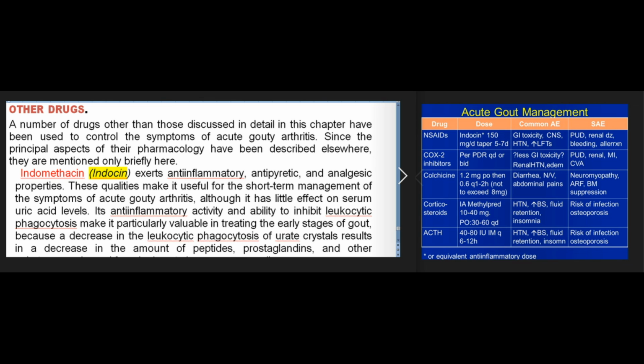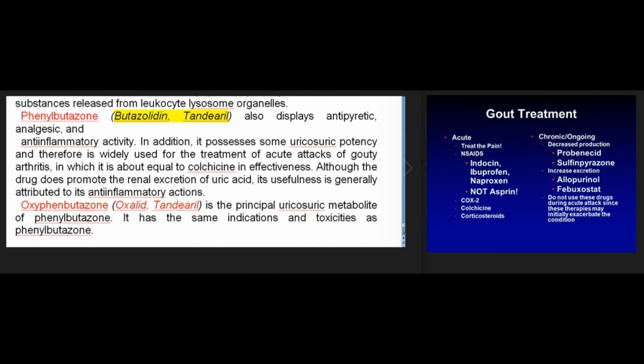Its anti-inflammatory activity and ability to inhibit leukocytic phagocytosis make it particularly valuable in treating the early stages of gout, because a decrease in the leukocytic phagocytosis of urate crystals results in a decrease in the amount of peptides, prostaglandins, and other substances released from leukocyte lysosome organelles.